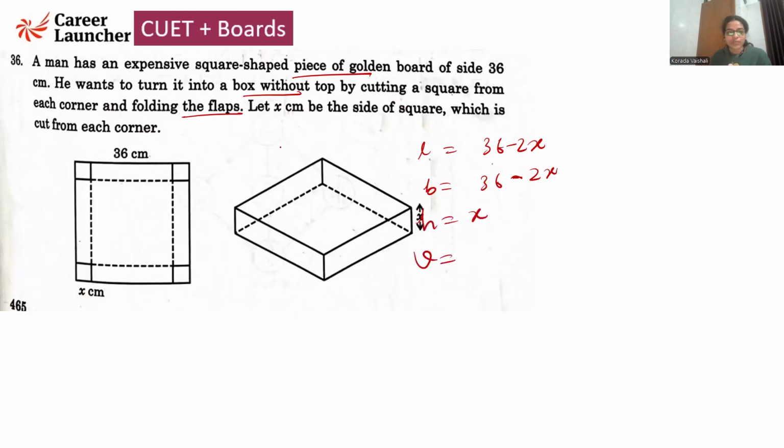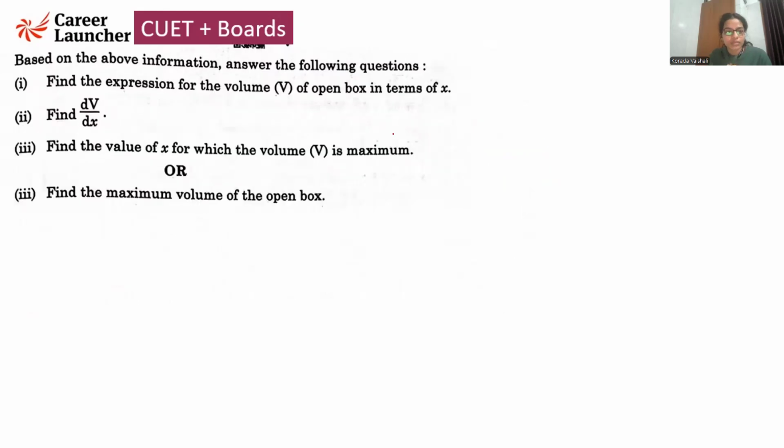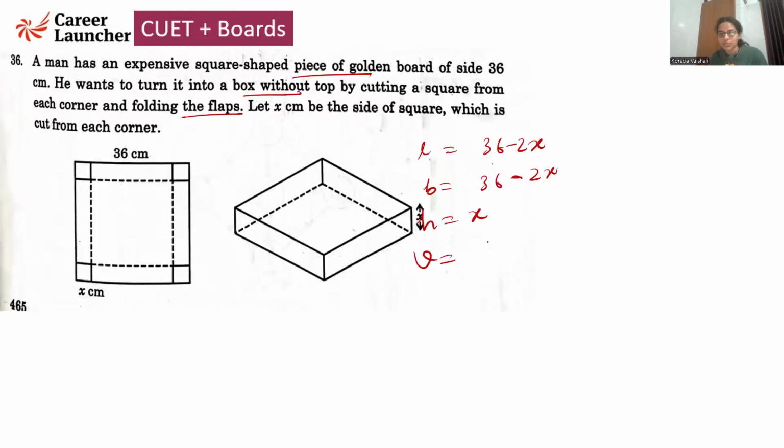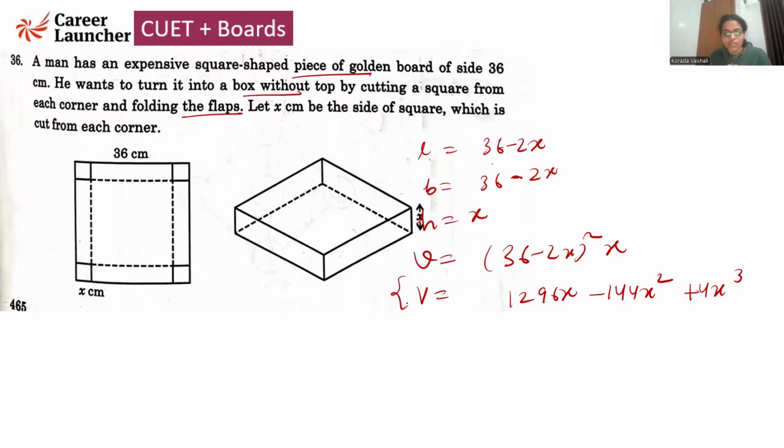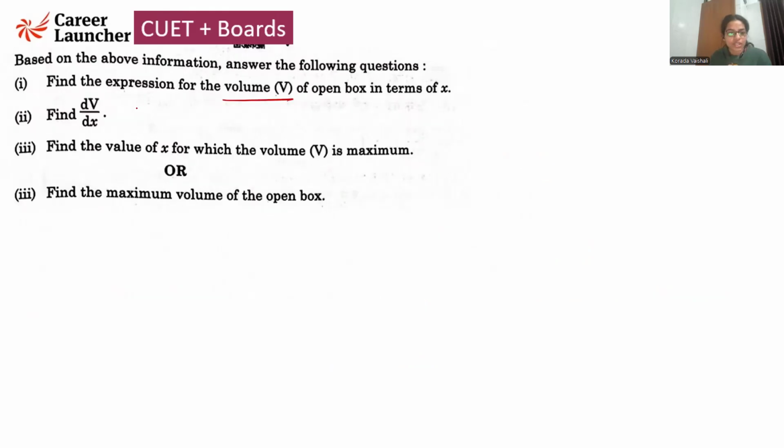So the volume is what? In the further question, we want an expression in terms of x, so the volume will be 36 minus 2x whole square multiplied by x. So what is this coming down as? 1296x minus 144x square plus 4x cube. So this is the expression that we have for the volume, and now we need to calculate the derivative. So this is 1296 minus 288x plus 12x square. So we have got the derivative as well.